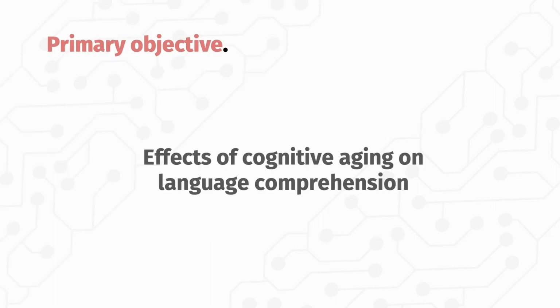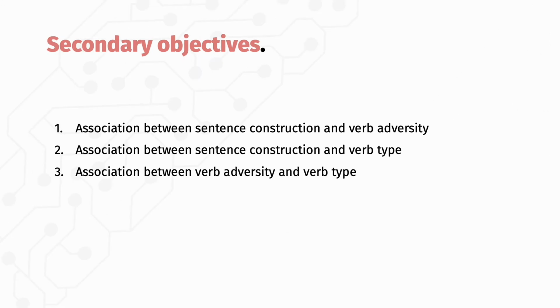The primary objectives of this study are to compare the performance of young and old adults and to see the effects of cognitive aging on language comprehension. The secondary objective is to observe the association between the components of the language of the sentences, which are sentence construction, verb adversity, and verb type.